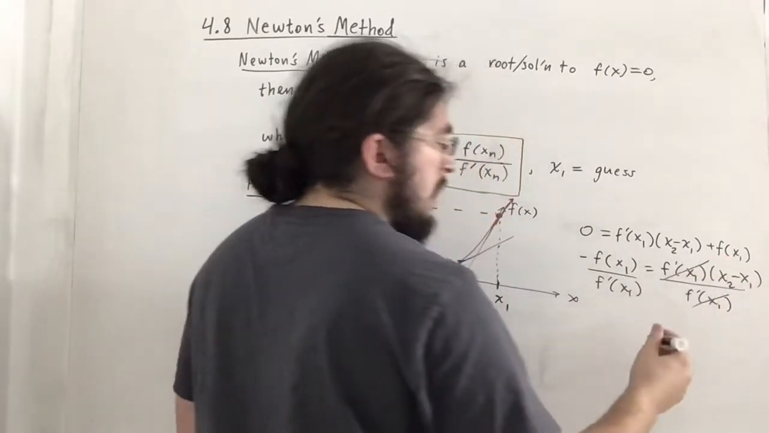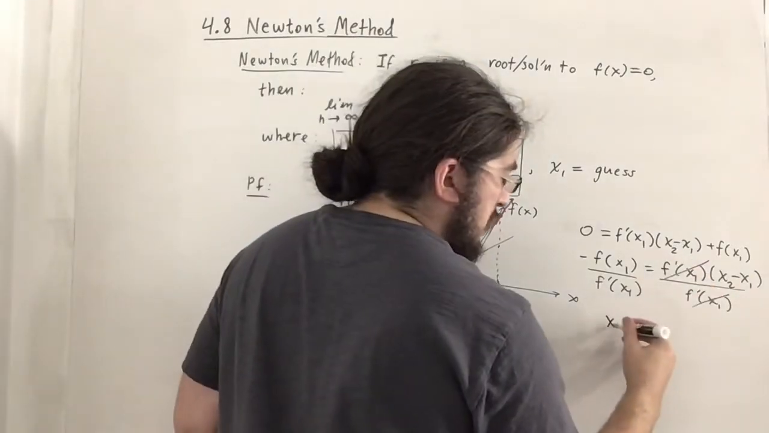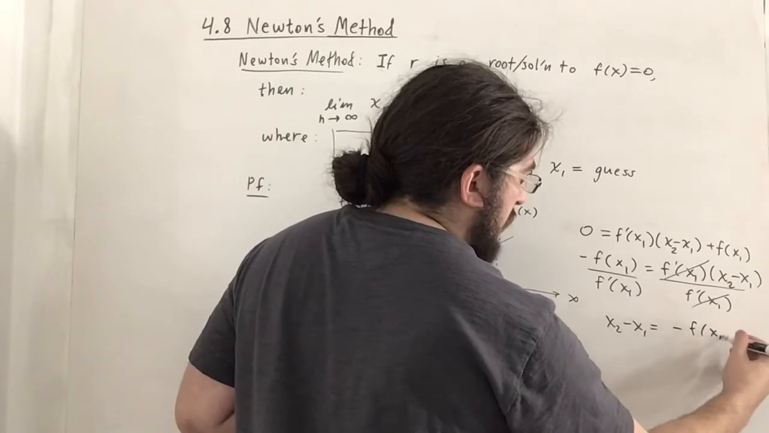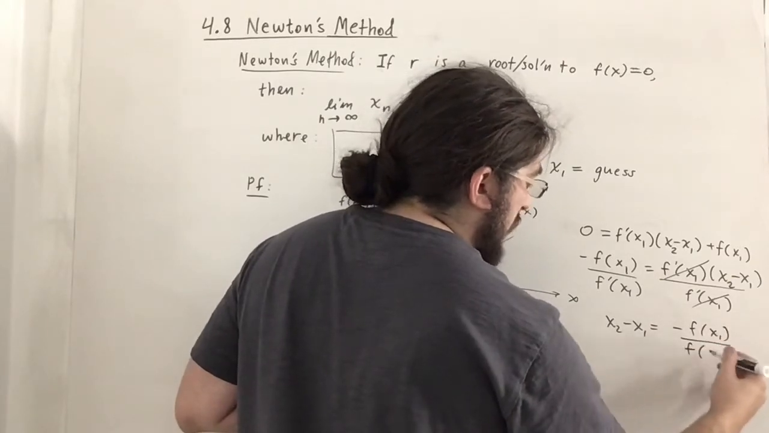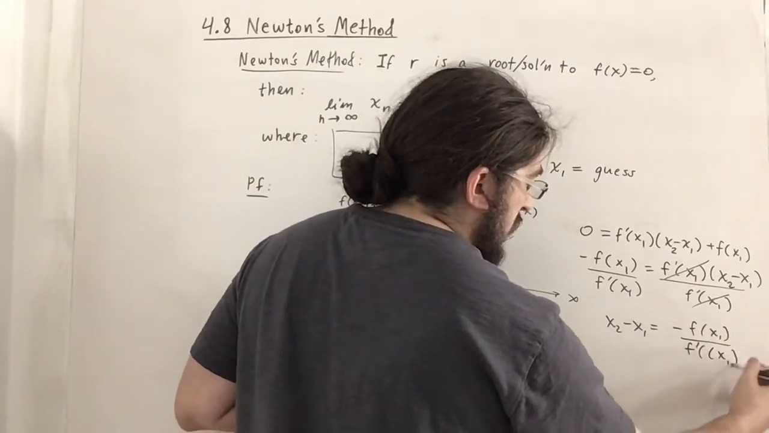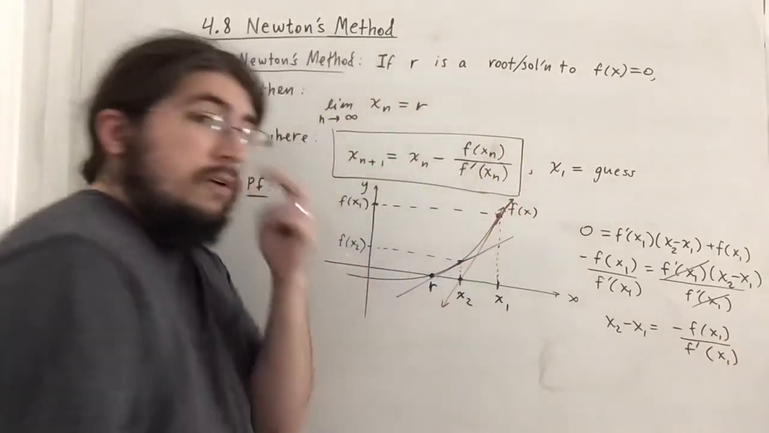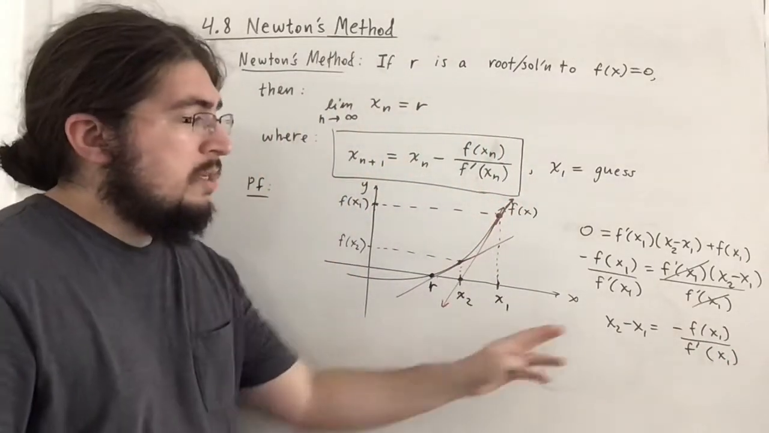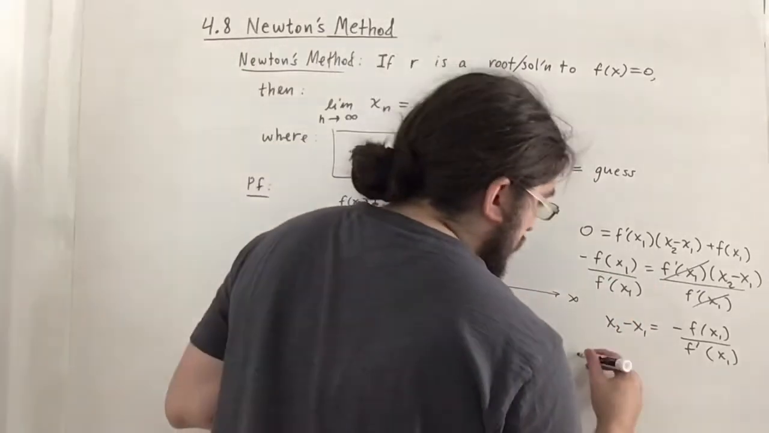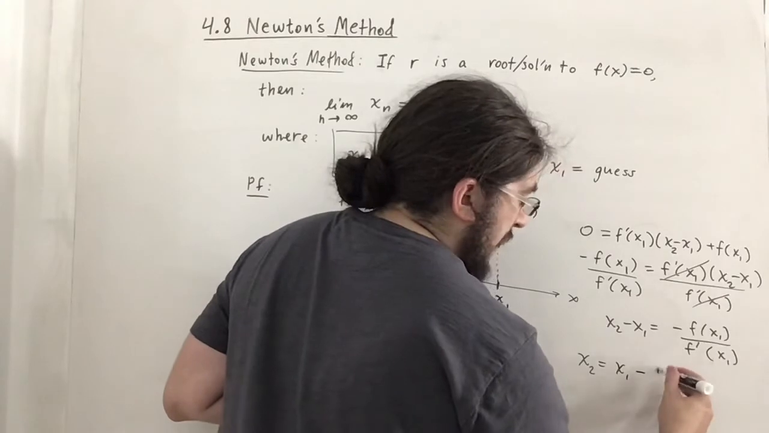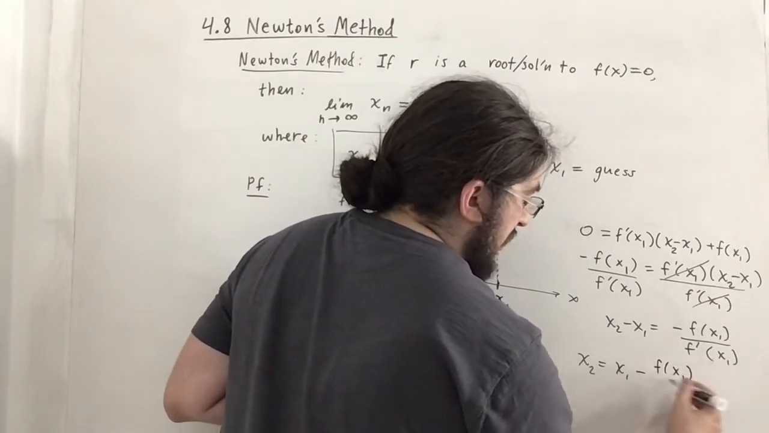These cancel. And then we get x2 minus x1 is equal to negative this quotient, f over f prime. There we go. So f of x1 over f prime of x1. And now what we need to do is really just add x1 to the other side, and we indeed get that x2 is equal to x1 minus f of x1 over f prime of x1.